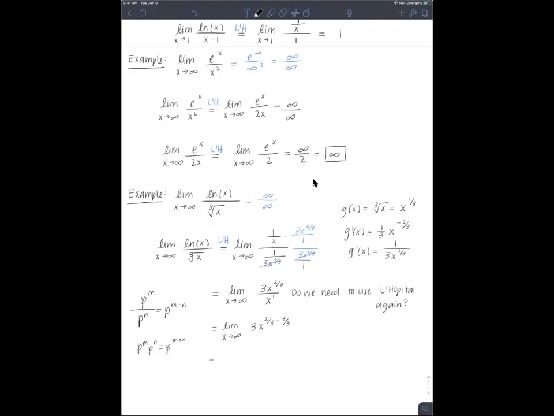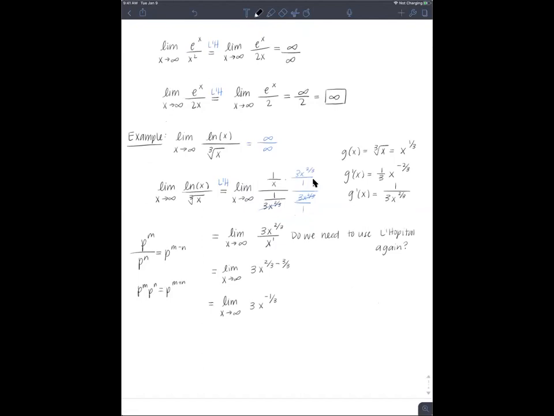And so then here, this is really equal to the limit as x approaches infinity of 3x to the negative 1/3 power, which if I simplify that one more time, I get 3 over the cube root of x. And so now when I plug in infinity, what am I getting? You get 3 over infinity, which is equal to 0.